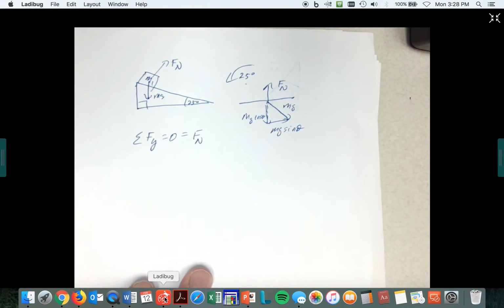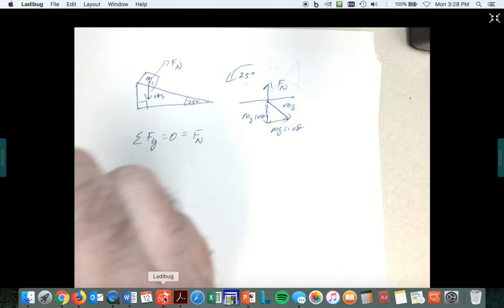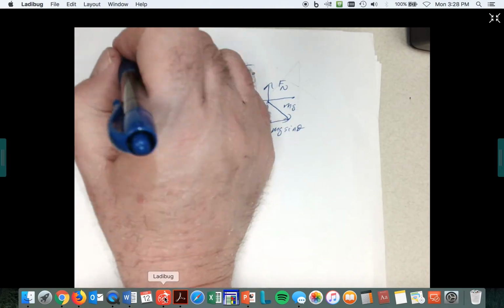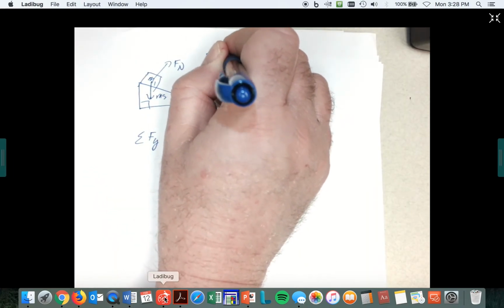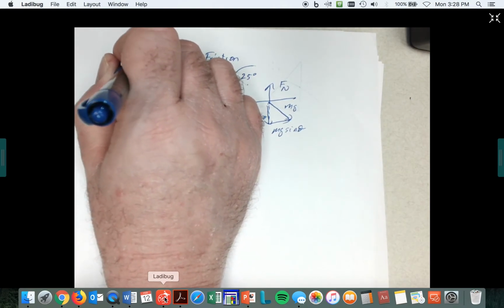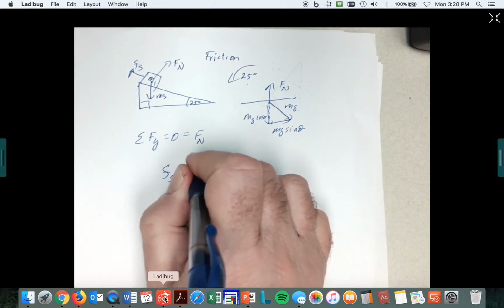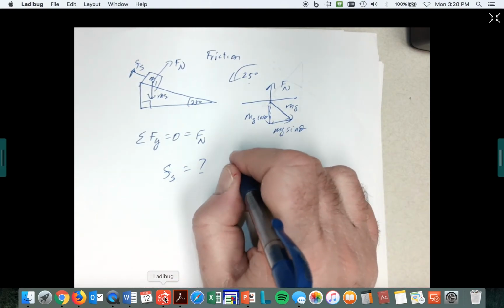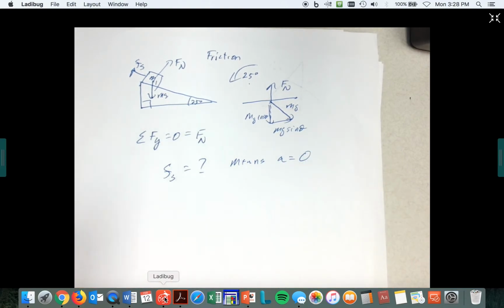So, frictionless, or we've actually got friction. Now, since we have friction, it goes this way. So let's put a static frictional force here. Static means, since I've got an Fs, that the acceleration of the object is 0. It's stuck. It's just sitting there.